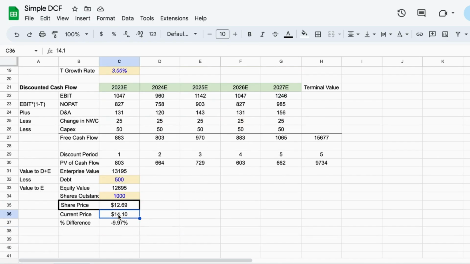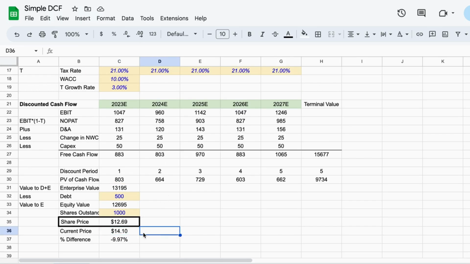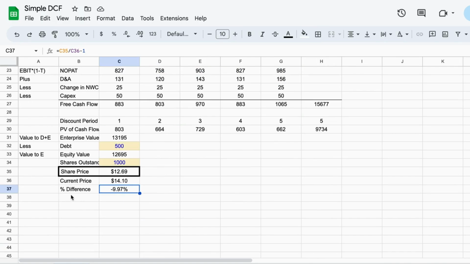Which means if the market were to sense that these projections are as accurate as possible, and they also believe this exact same sentiment, then currently this stock, with the current price of $14.10, would be overvalued by roughly 10%. So that's kind of a basic understanding of how to do a DCF.